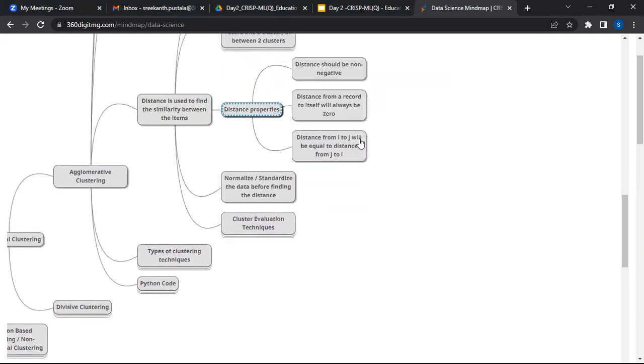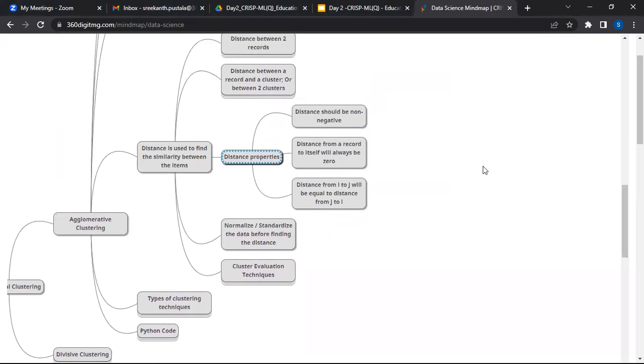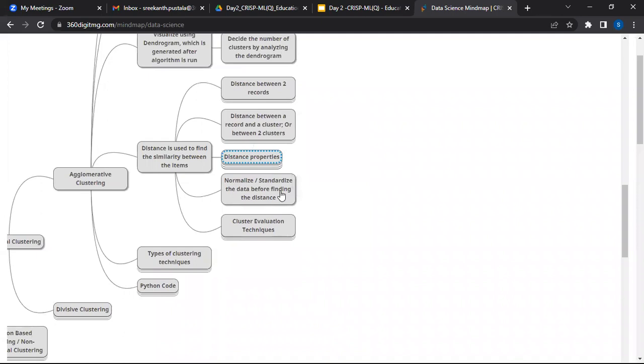Apart from this, we'll be looking into distance properties. Distance should be non-negative. The distance from a record to itself will always be zero. Distance from i to j will be equal to distance from j to i. These are the different properties of distances we have. And we should normalize or standardize the data before finding the distance.